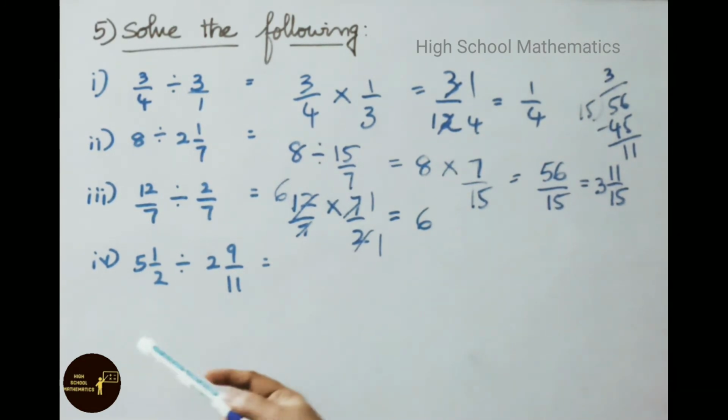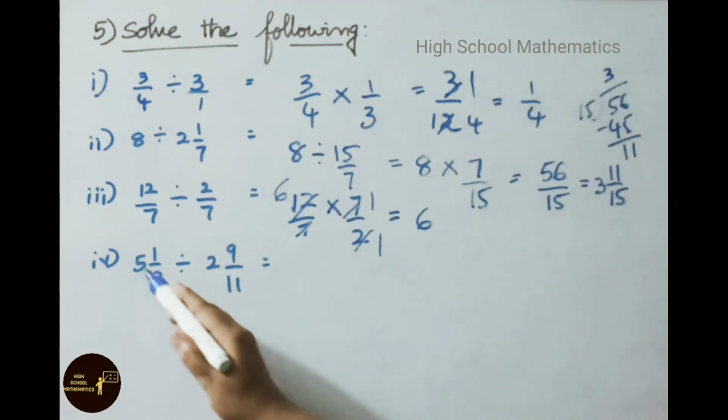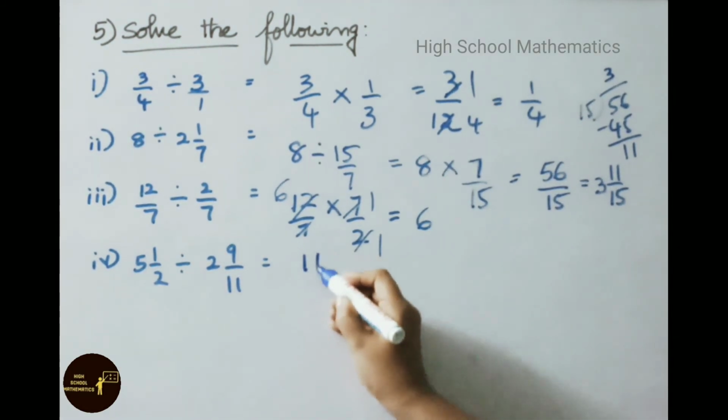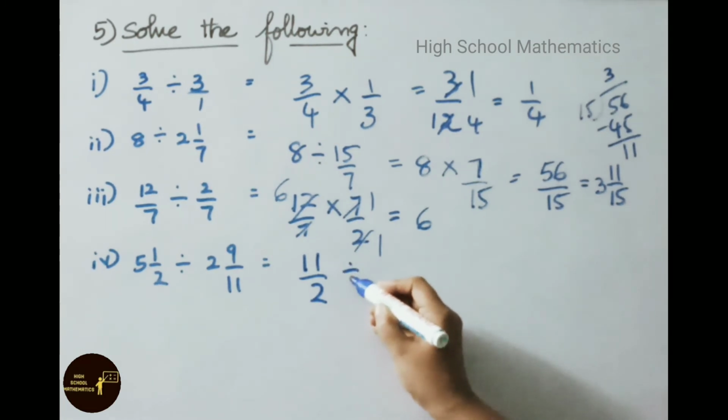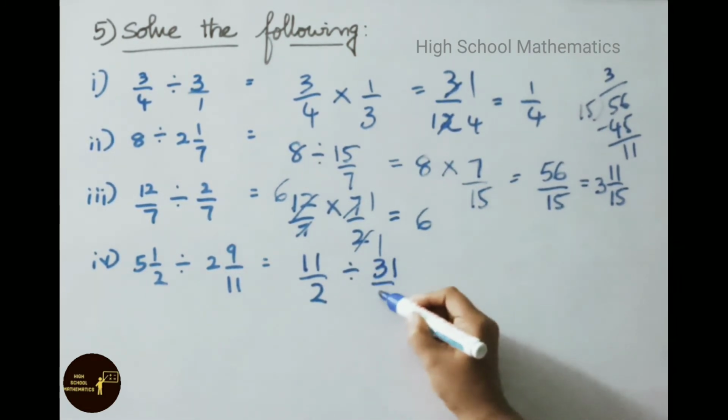See now question number 4. 5 1 by 2 divided by 2 9 by 11. Here both are mixed fractions. Let us convert them to improper fractions. 2 fives are 10, 10 plus 1, 11. Write down 11 by 2 divided by 11 twos are 22 plus 9, that is 31 by 11.